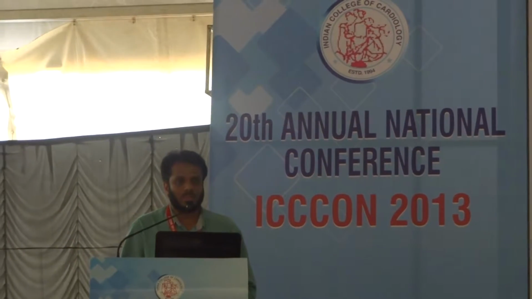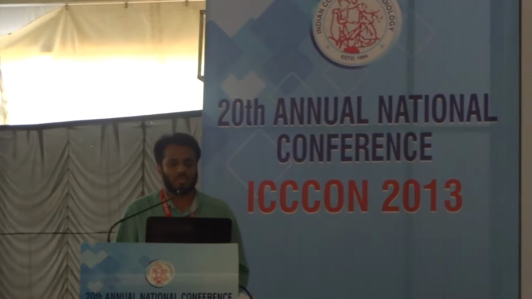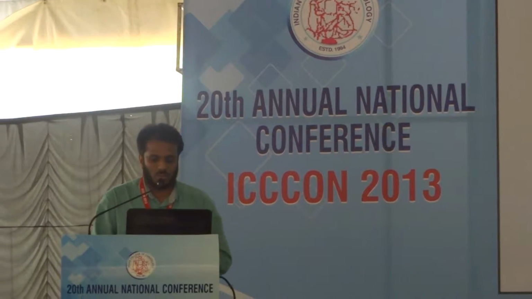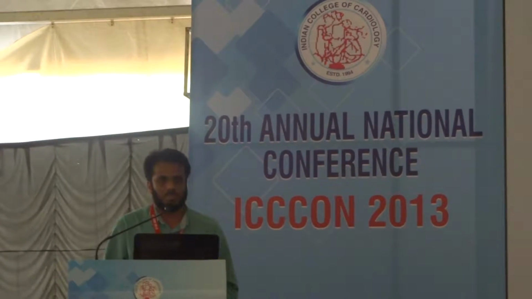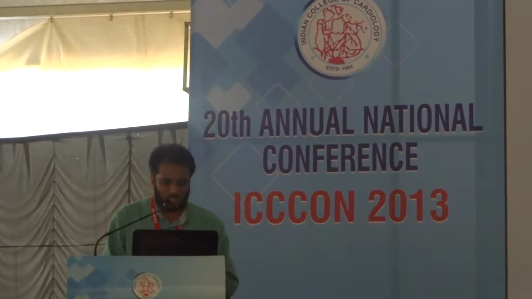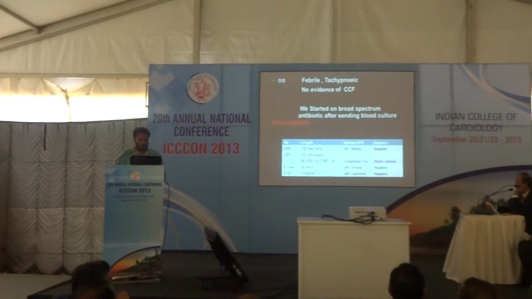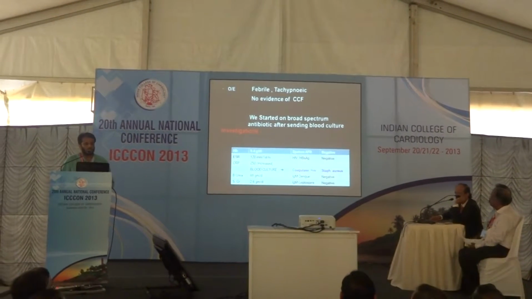Complaints of recurrence of fever. On examination, the patient was febrile and tachypneic, with no evidence of congestive cardiac failure. We started a broad spectrum antibiotic after sending blood culture. His investigations show hemoglobin of 9.4, ESR 120, CRP 250, blood urea 48, serum creatinine 2.6.